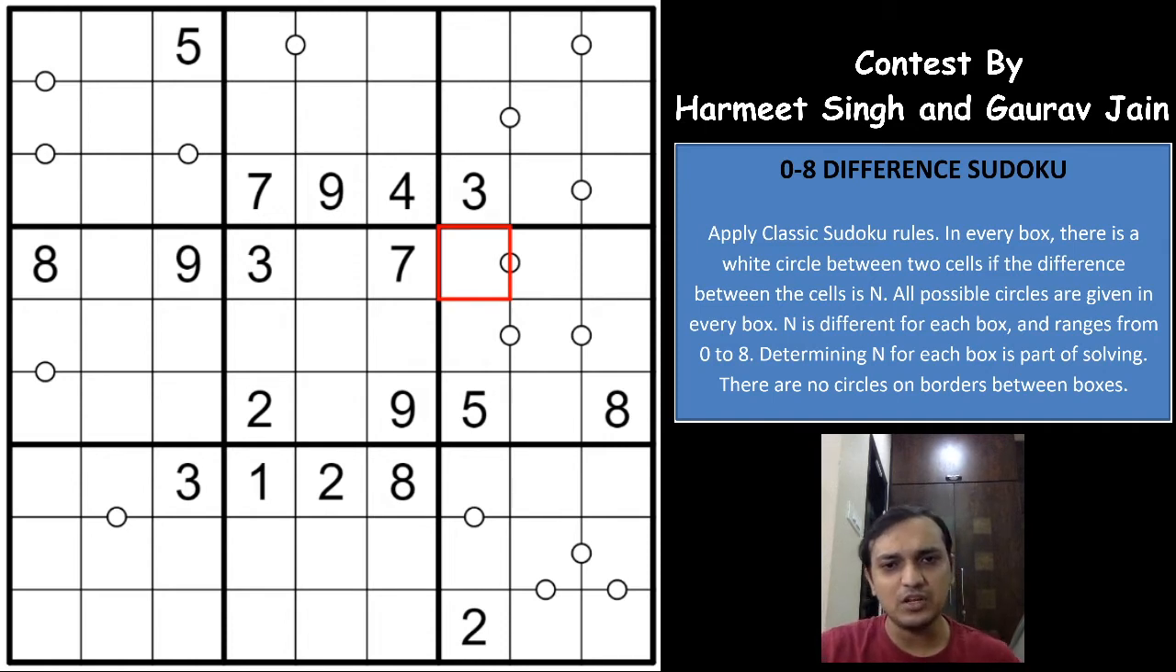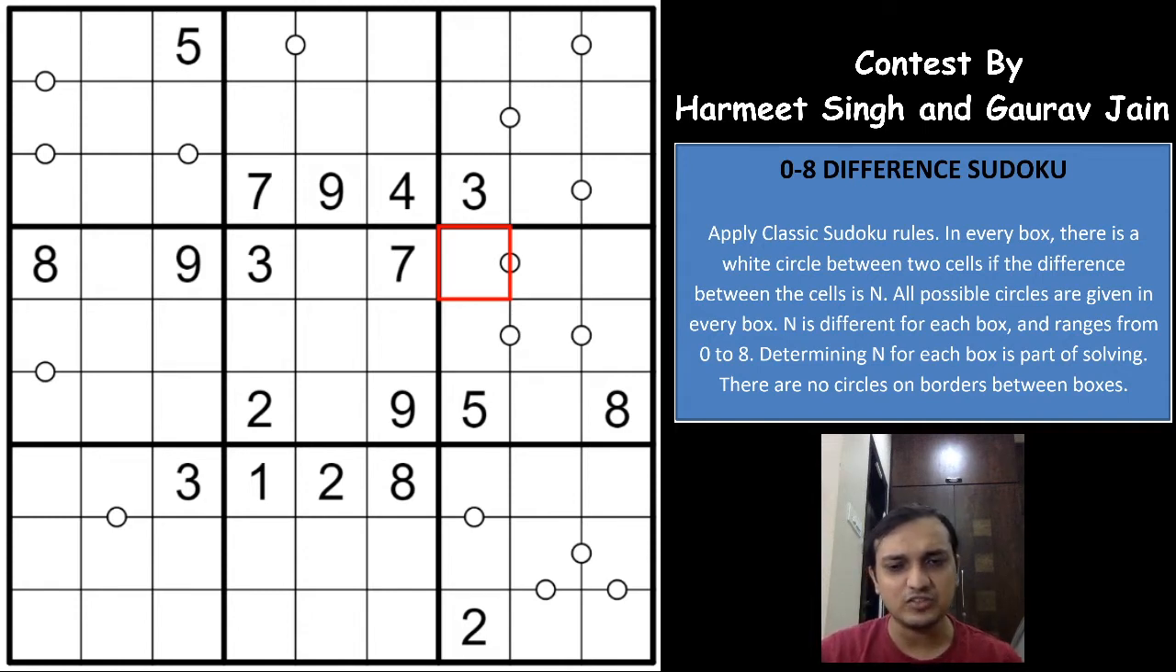So for example, the Sudoku name is 0 to 8 Different Sudoku, right? One of the boxes will have a difference of 8, another box will have a difference of 7, a third box will have a difference of 6, and we have to find which box has which difference. And there will be a last box having no difference, which means there will be no circle in that box, which is called the 0 difference. So it is part of the solving to find out which box has which difference.